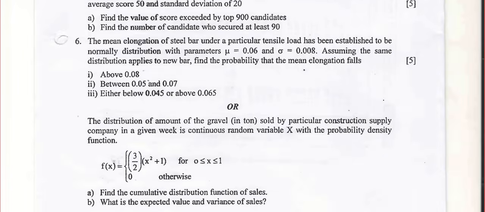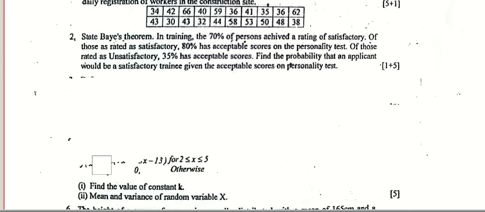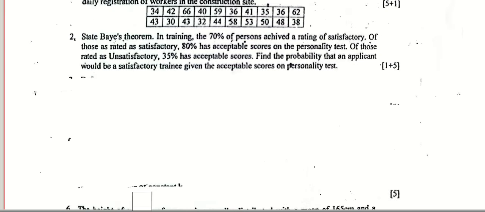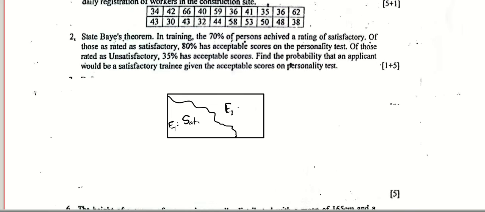Okay, now let's do one more question and make things a little bit more clear. You can do it in other methods also, but let's use Bayes theorem. So look at this. We have only two possibilities here. So they're splitting the question into two parts. In a training, the rating can be satisfactory, so that will be my E1, and E2 means unsatisfactory.